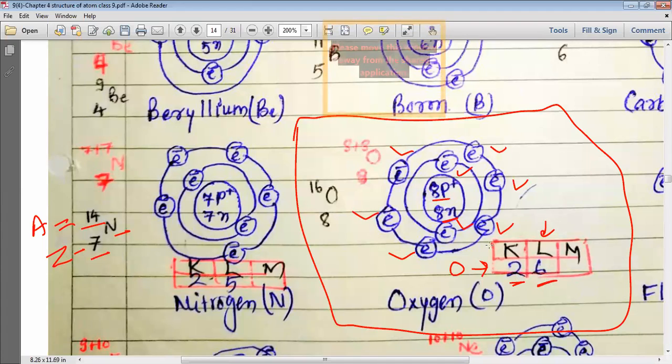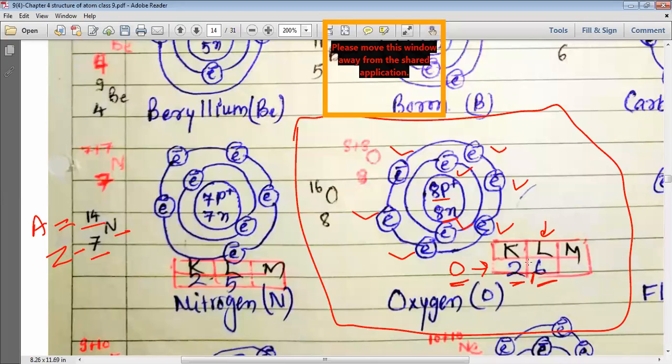L shell. This is how, my dear students, we write the electronic configuration of oxygen: oxygen is equal to 2, 6. What is the meaning of 2, 6? It represents that in oxygen, 2 electrons are present in the K shell, whereas 6 electrons are present in the L shell.